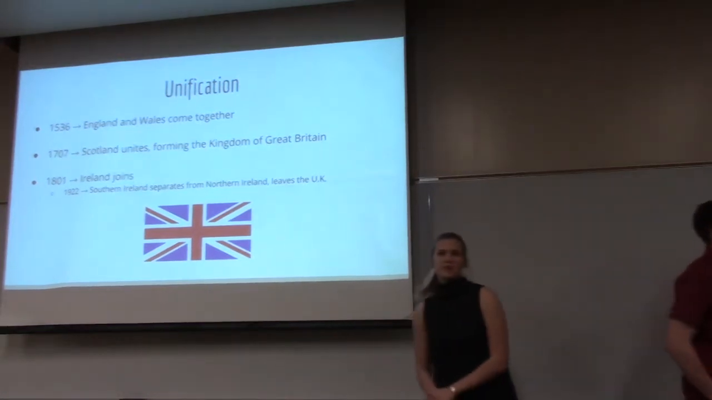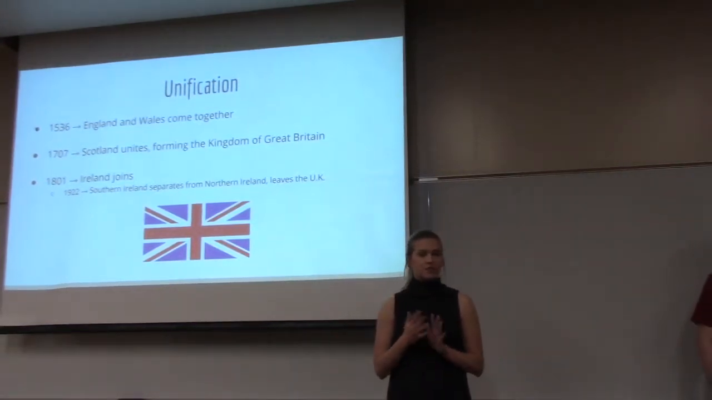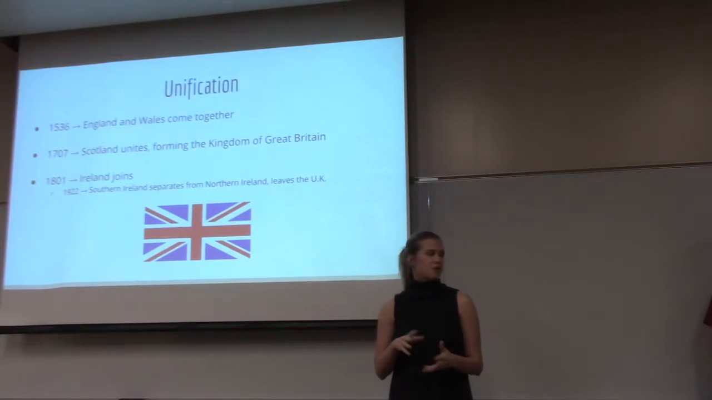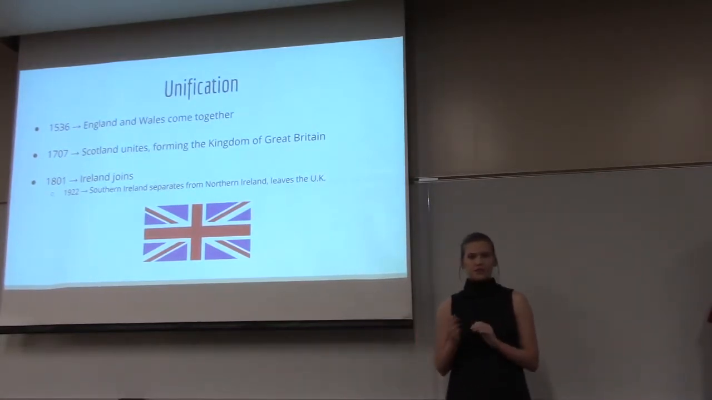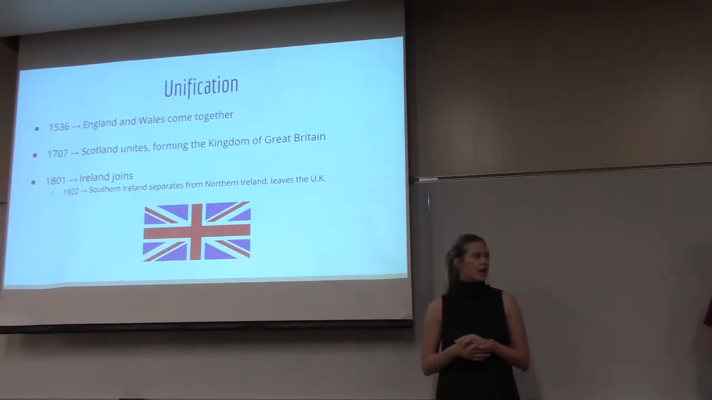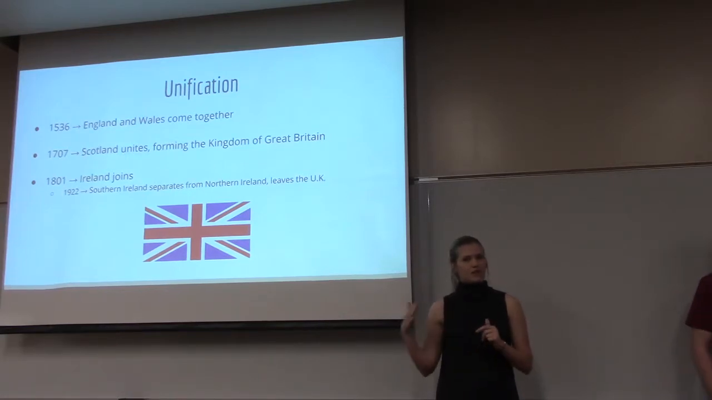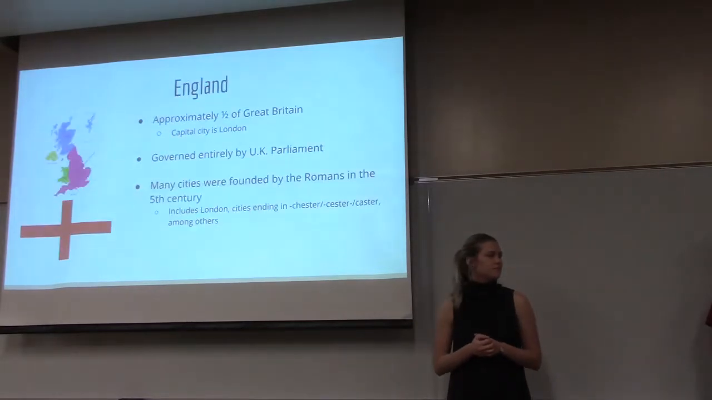Alright, so I'm going to talk a little bit about the history, because they obviously did not all form together at the same time, so it was kind of a gradual formation of the UK. In 1536, this was really the beginning of the UK. England and Wales came together, and just about 200 years later, Scotland decided to join in, forming the Kingdom of Great Britain. And then 100 years later, Ireland joins, but then eventually Southern Ireland removes itself in 1922.